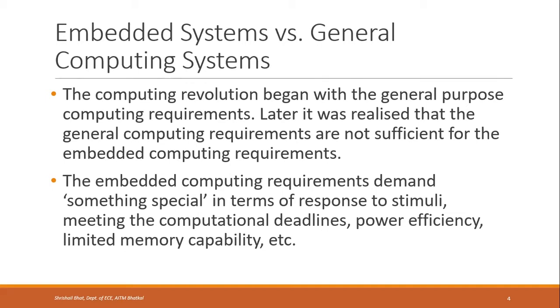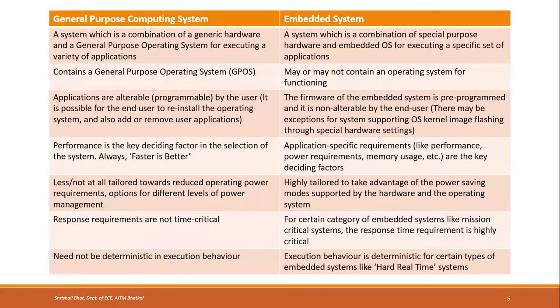The embedded computing requirements demand something special in terms of response to stimuli or meeting the computational deadlines or the power efficiency or limited memory capability and other things. So they have to be a little faster in response, and not just that, it has to be more power efficient, because most of them are battery operated systems. Then it has to meet the computational deadlines, and also the memory requirements are different than what we have in general purpose computing systems. So this gives a brief difference between general purpose computing systems and the embedded systems. So we will see these differences one by one.